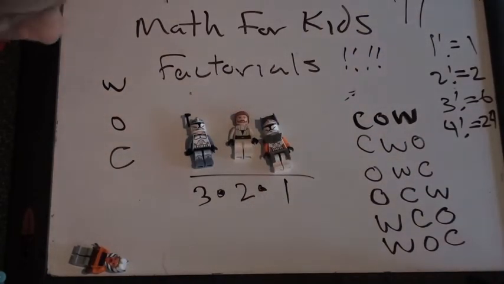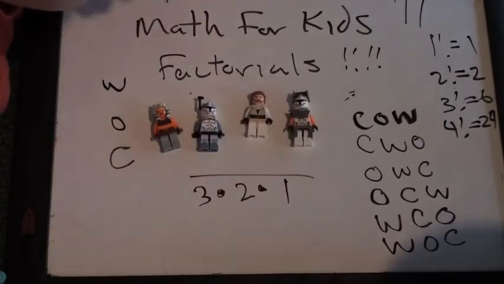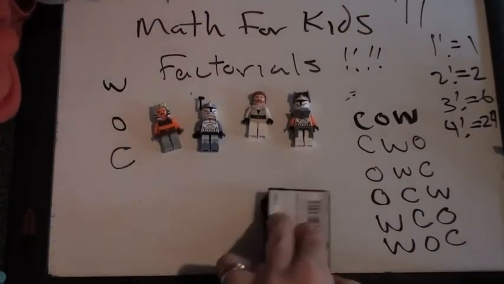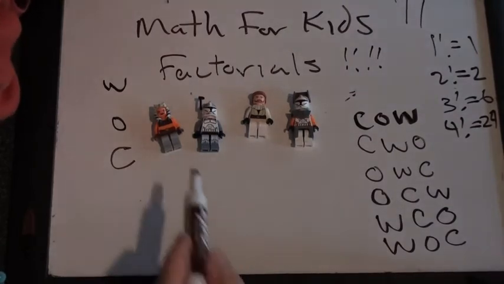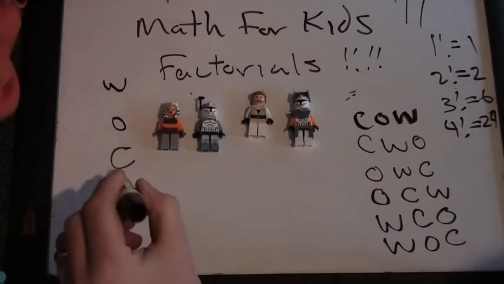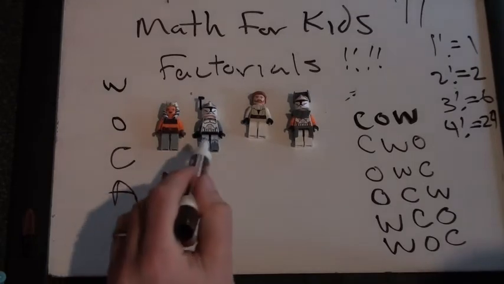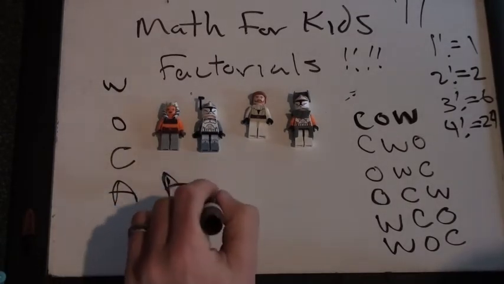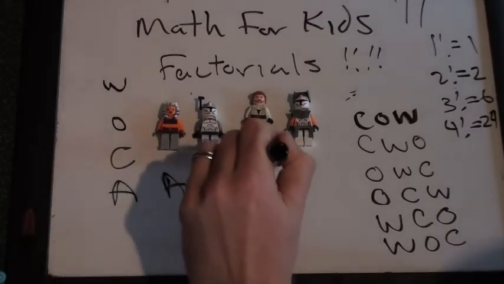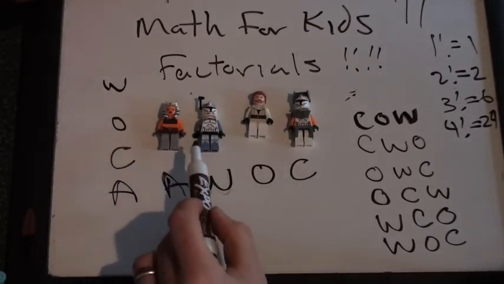Now we're not going to list all the ones out with 4, but as a good challenge problem someday, you could try to arrange all these guys with little action figures. So what's this person's name? Ahsoka Tano. So we'll call that A. This arrangement here would be A, this is W, O, C. And then we could find other ways to arrange them.